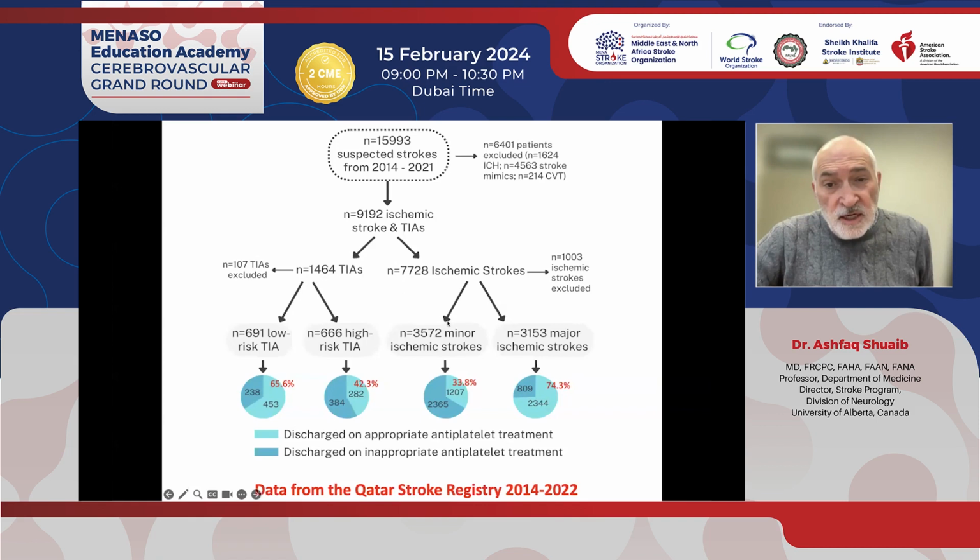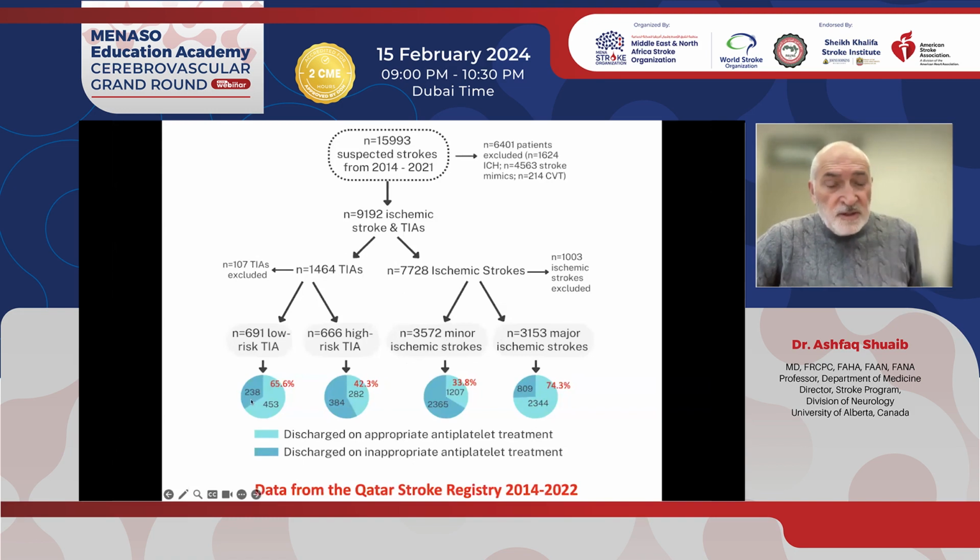So of these, half of them were minor strokes where dual antiplatelets was indicated, and half of them were larger strokes where it was not indicated. So at the bottom, you see discharge on appropriate antiplatelet versus discharge on inappropriate antiplatelet agents. So concentrate on the darker one.